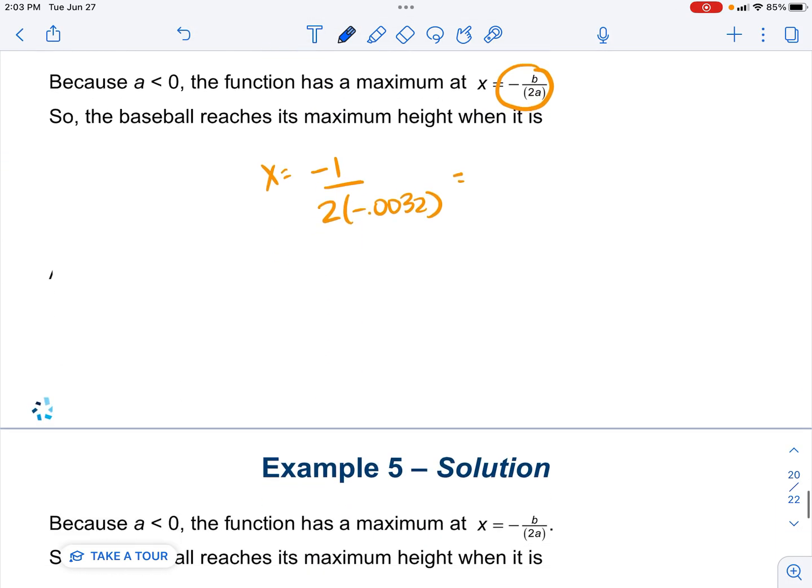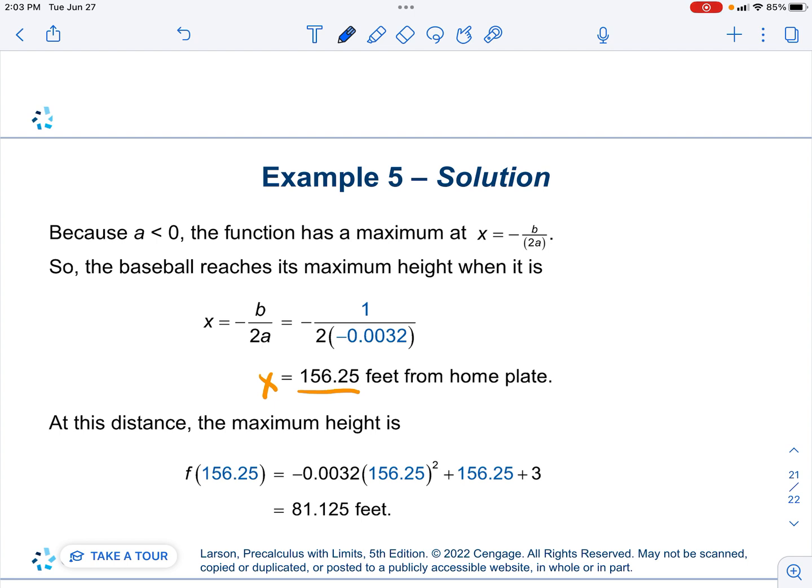So if we're looking for the max or min, like the maximum height here, this is how far it is horizontally away. And if we want to know the height at that spot, that would give us our vertex. It would give us our maximum height. So you take this number and you do f of that number. You plug that in for the x into the original function, and it gives you your maximum height number.